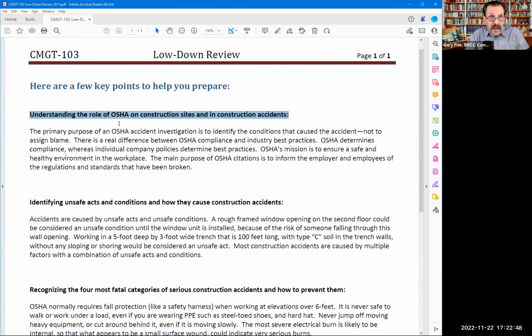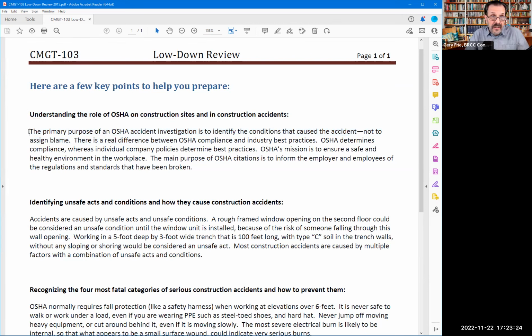Basically every sentence on this page could be a valuable thing, so just remember that. Just look at this first phrase. It says the primary purpose of an OSHA accident investigation is to identify the conditions that cause the accident, not to assign blame. So this is not a fault-finding mission when you've got an accident investigation. It's a fact-finding mission. You're trying to figure out what actually caused this accident, and ultimately, what could be done to keep that kind of accident from ever happening again.